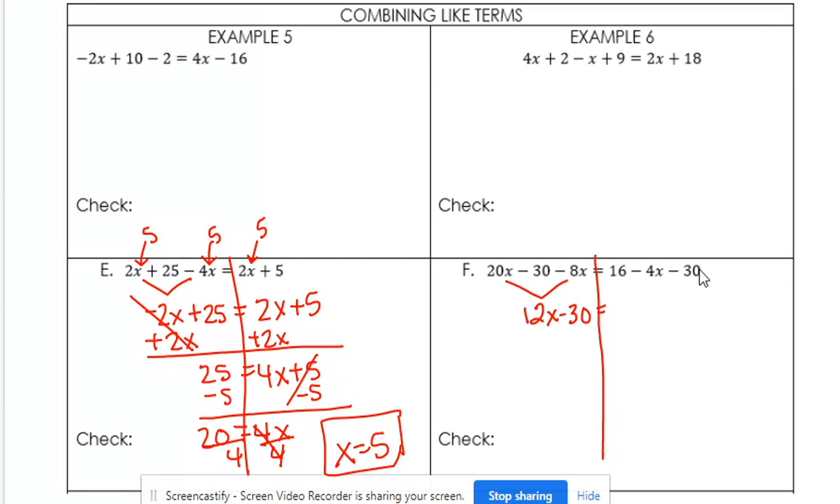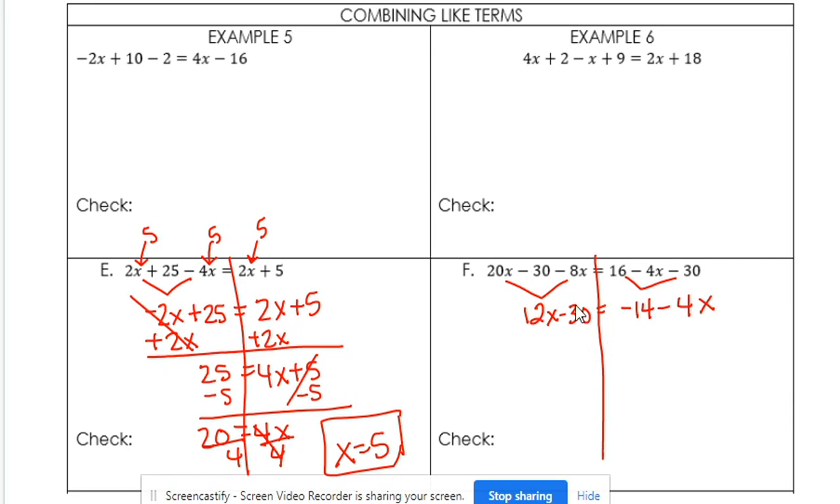And on the right side, I can also combine like terms. I can combine the 16 and the negative 30. So 16 minus 30 is negative 14. Bring down the minus 4x. Okay, so we combined on the left, brought everything else down, combined like terms on the right, and brought everything down.